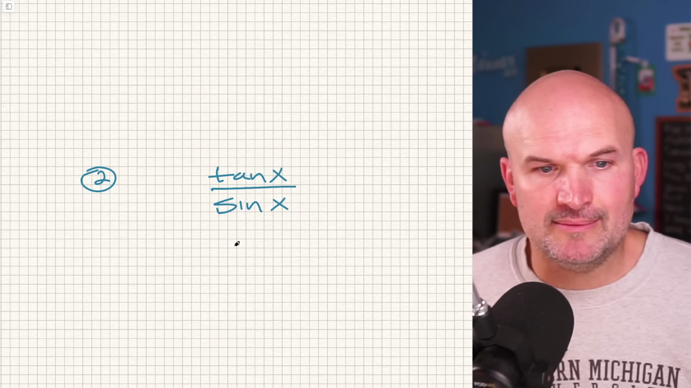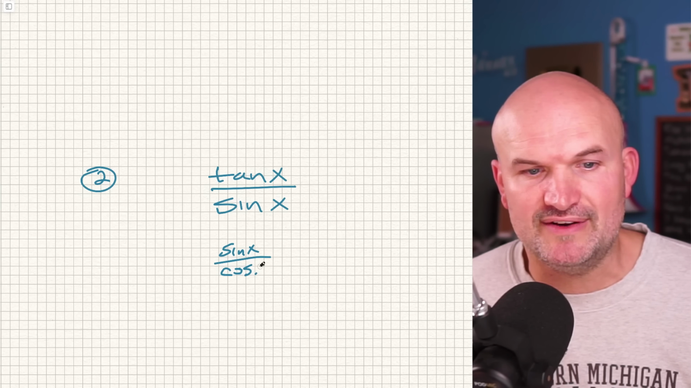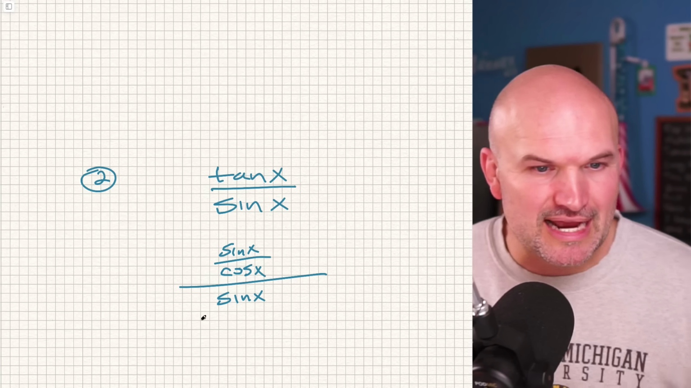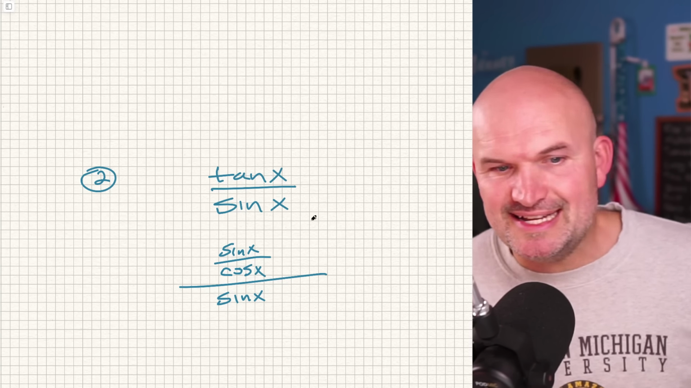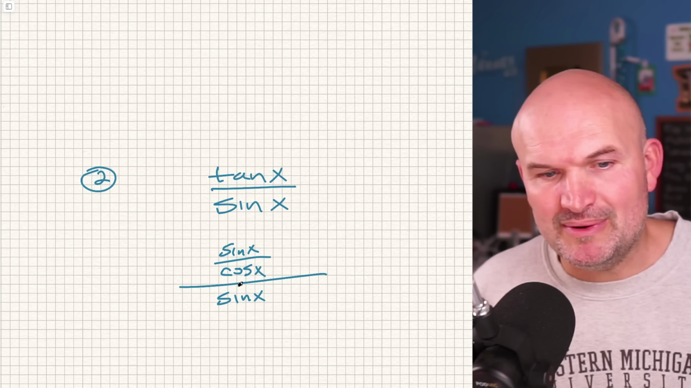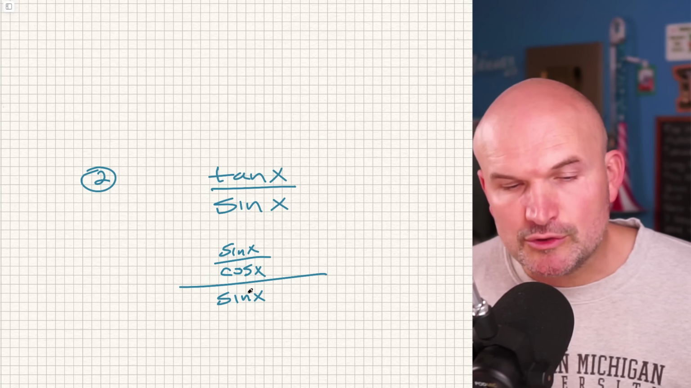So in this case, if I rewrite tangent as a sine of x over a cosine of x, and that's all divided by a sine of x, again you see a sine of x in the numerator and a sine of x in the denominator, but we can't simply divide them out. We have too many fraction bars. We've got to get rid of our fraction bars. So how can we do that?